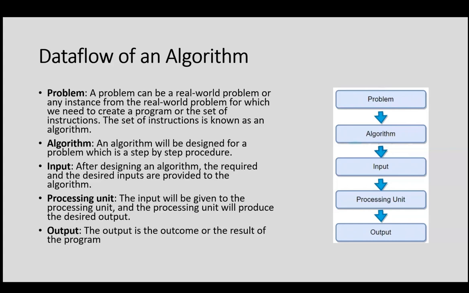After that, we put in the input. After designing an algorithm, the required and desired inputs are provided to the algorithm. Then the actual processing will start. The inputs will be given to the processing unit, and the processing unit will produce the desired output. The output is nothing but the outcome or the result of the program. So the steps will be there in the algorithm, we will be writing the code, which will be processed in the processing unit, and then we will be getting the output. So this is the data flow of an algorithm.